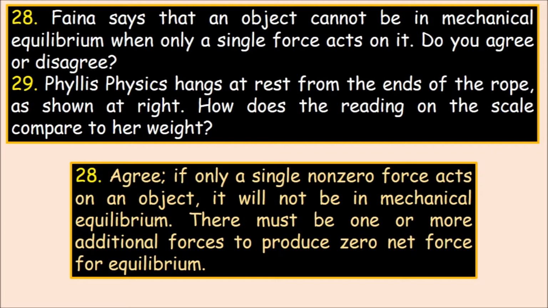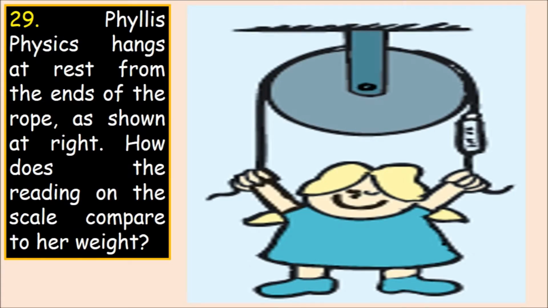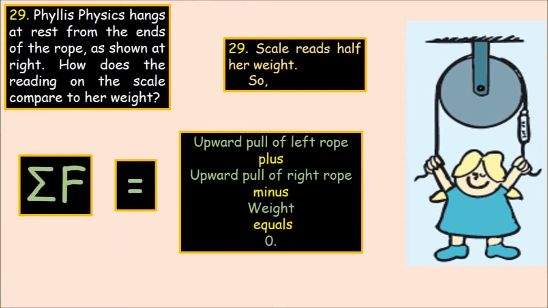Okay, Phyllis Physics hangs at rest from the ends of a rope, as shown at right. How does the reading on the scale compare to her weight? Okay, let's look at Phyllis Physics. How many strings are supporting her? Well, there's 2 strings. The fact that she's on a little bit of a swivel thing means nothing. It should be half, right? So it reads half her weight.